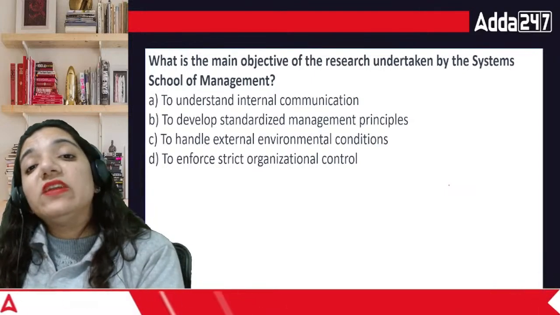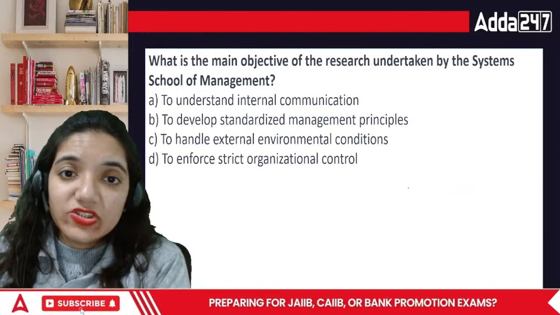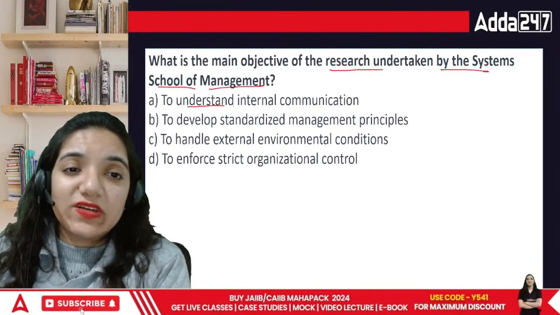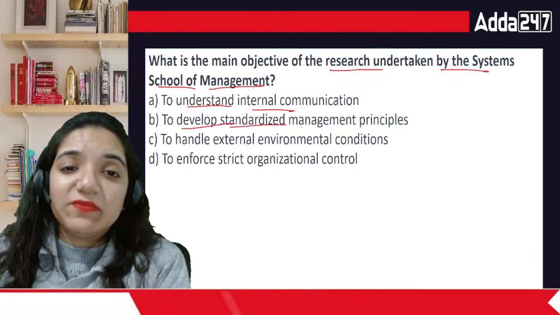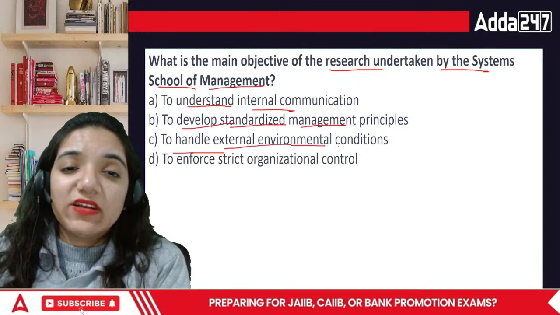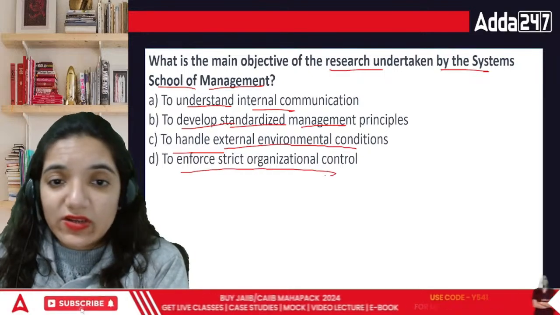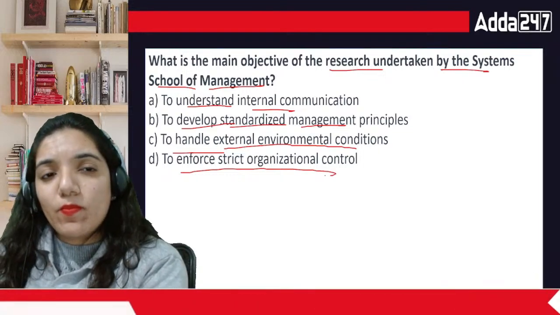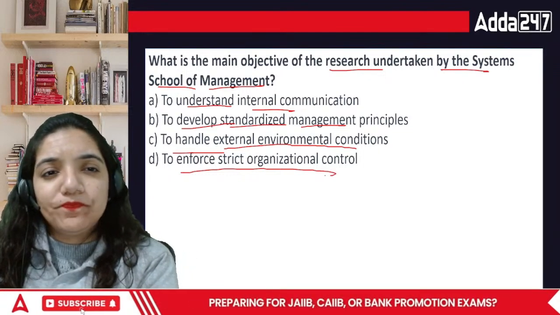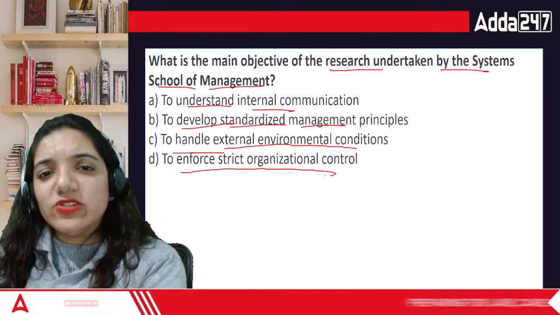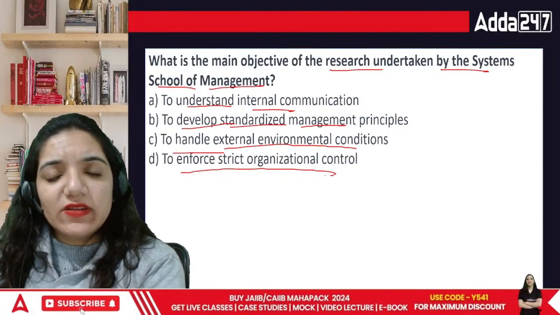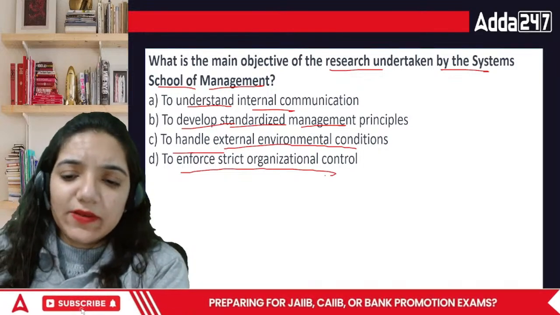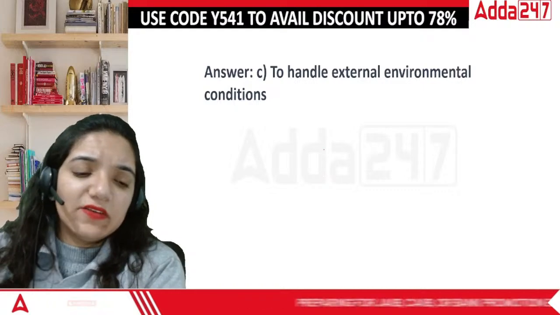Then, what is the main objective of the research undertaken by the System School of Management? To understand internal communication, to develop standardized management principles, to handle external environmental conditions, or to enforce strict organizational control. When we're looking at the main objective of the research there, it is C only. It is done to handle the external environmental conditions.